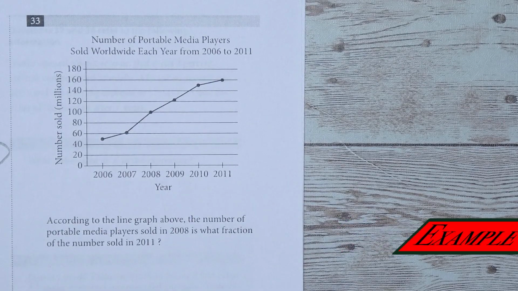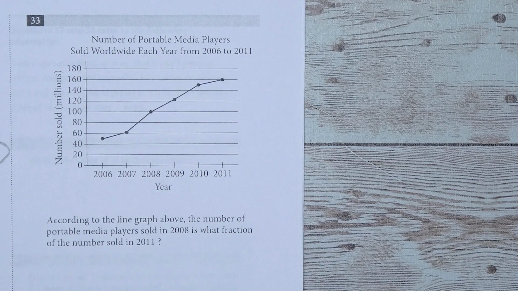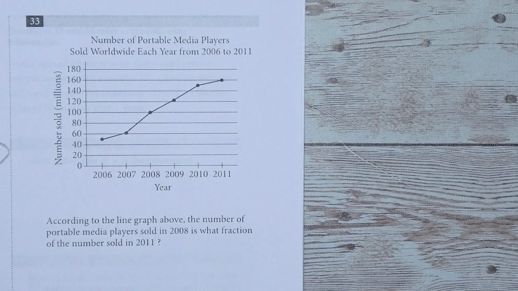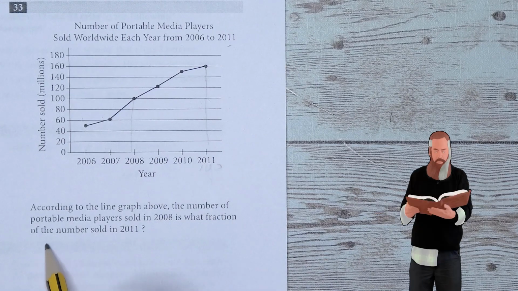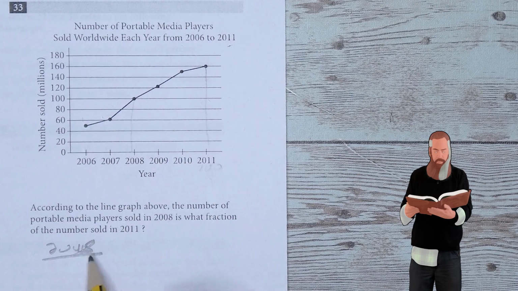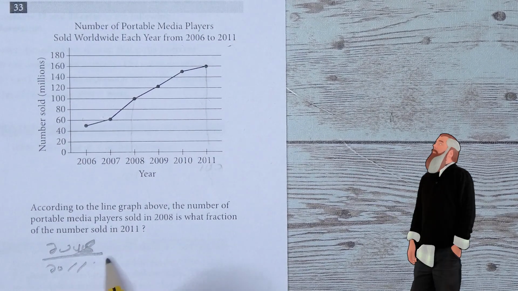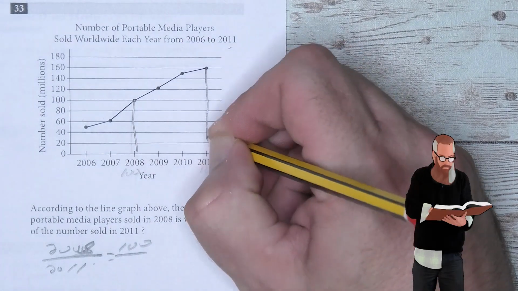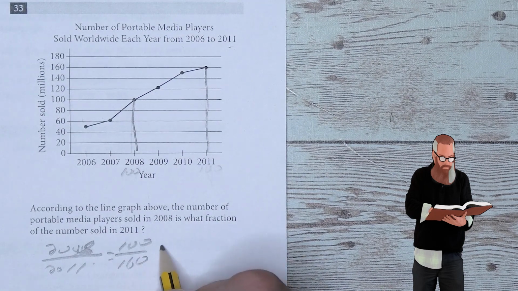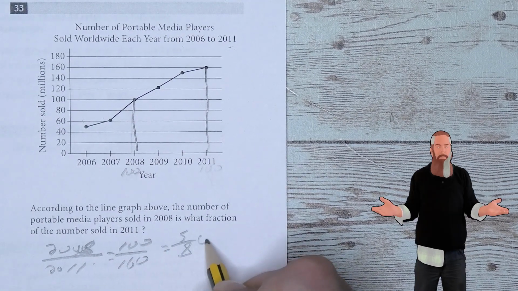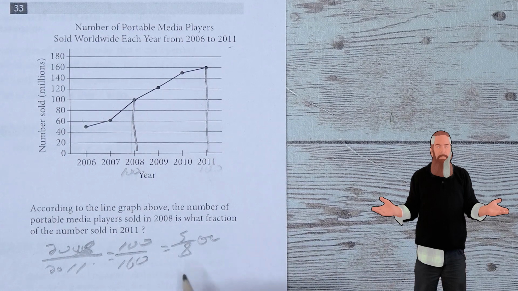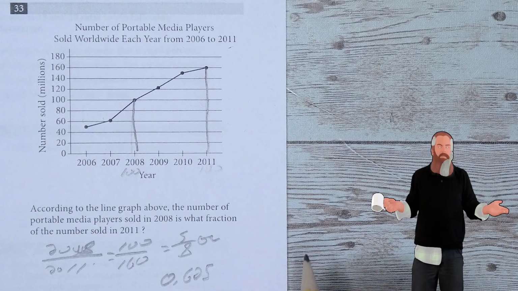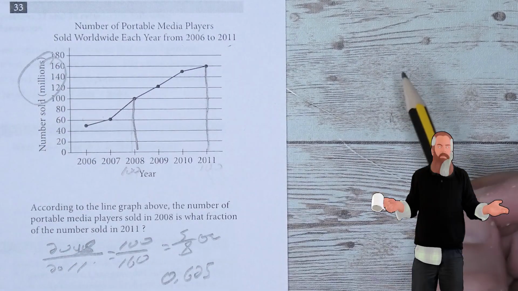According to the line graph above, the number of portable media players sold in 2008 is what fraction of the number sold in 2011? So what we're really looking for is the 2008 number divided by the 2011 number. In 2008, we can see right about 100, and in 2011, right about 160. This means that I wind up with 5 over 8, or if you use your calculator to turn it into a decimal, we'll get 0.625 million, because remember, it's marked as millions.